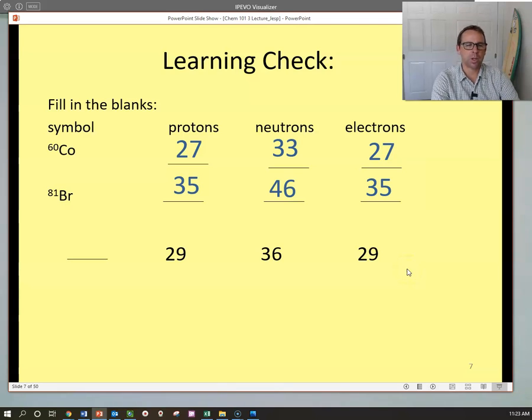And what would we call it? Would we call it copper 29, copper 36? What would we call it? We would call it copper 65. Very good. Copper 65. Excellent. Okay, good job.